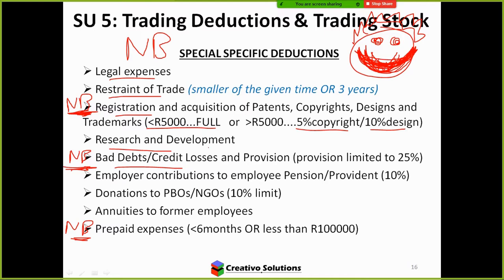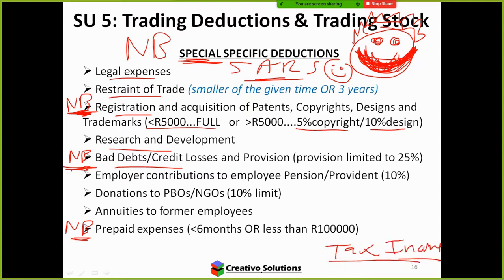We'll look at them in more detail. These are things that I can specifically deduct that they will allow me to deduct. SARS is telling me these things don't meet the general deduction. We know that, but we're still going to allow you to deduct it. That's how nice they are. Does that make sense? Which company wouldn't want this because it's going to reduce their taxable income? That's what we said earlier. Companies don't want to pay more, they want to pay less. So that's why we're going to use all of these things.